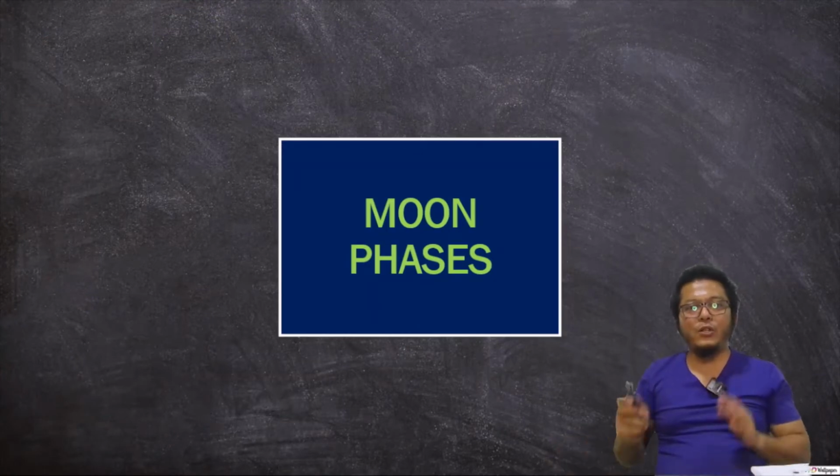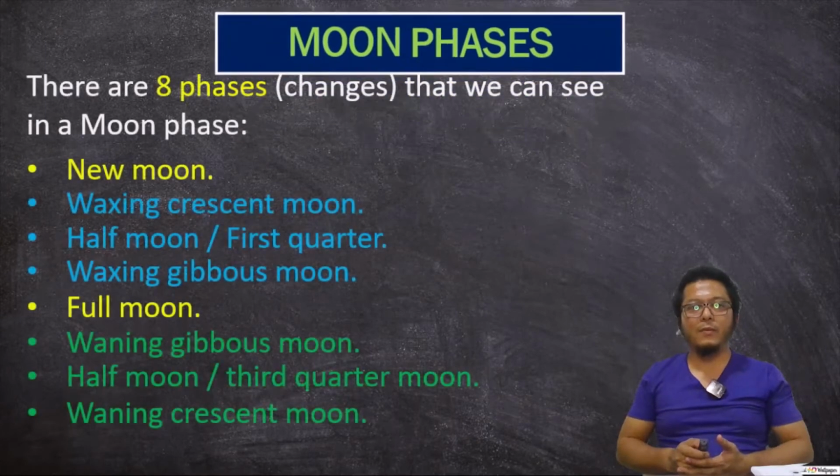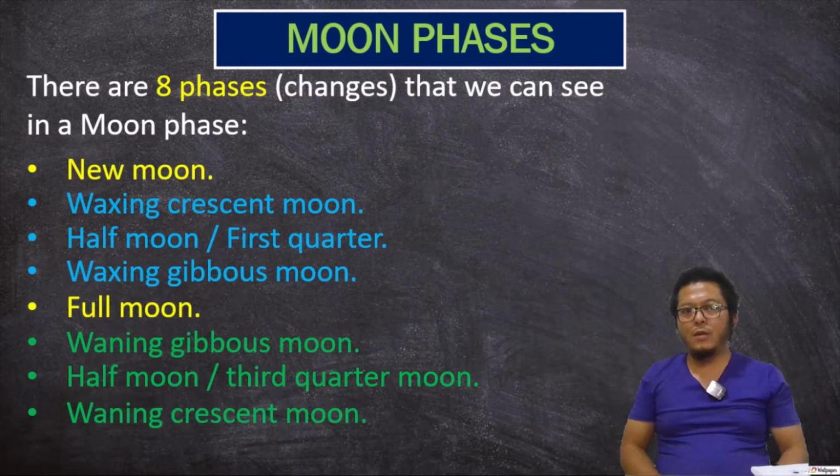Moon phases. Now we shall learn about moon phases. Before we learn about what happened actually, we must first learn about moon phases. Now there are 8 phases or changes that we can see in a moon phase. Now the first one would be new moon. Second, waxing crescent moon. Third, half moon, or on the internet they say first quarter.